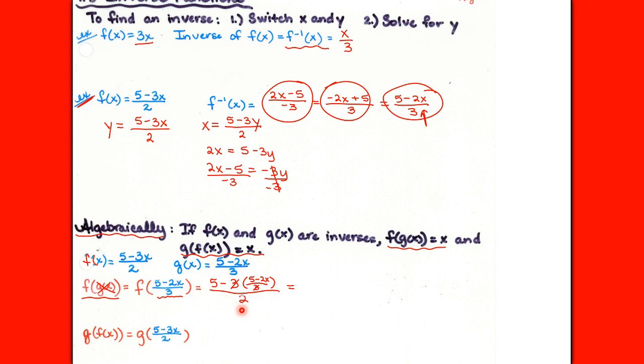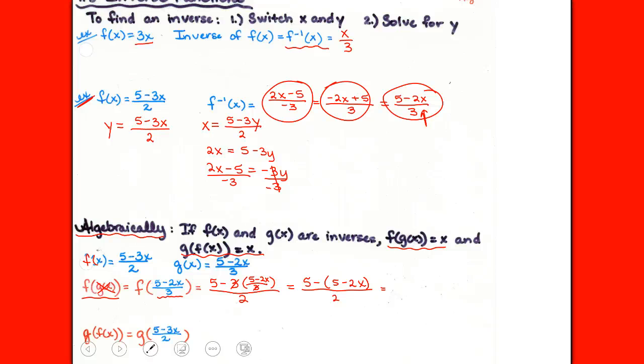So one more time, we had f of g of x. We replaced g of x with what it was equal to, 5 minus 2x over 3. F of that fraction says put that fraction in the place of x in the function. So that was 5 minus 3 times the fraction over 2. All right, so now we just want to simplify. If you'll notice, our 3's will cancel each other out.